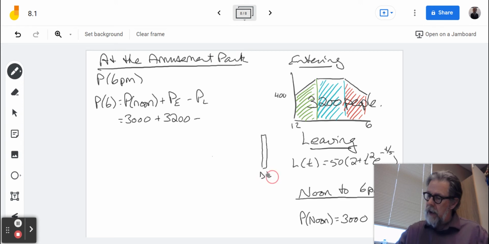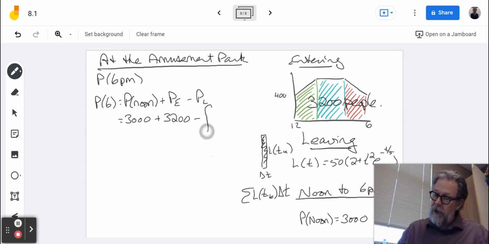interval of time, the height of the rectangle, the number of people who leave, will be the function at some time in that interval. And so in order to get the total number of people that leave, we have to take the sum of all of those individual rectangles. We know, therefore, that that means the integral from noon, we'll call that time 0, to 6 of L of t dt.